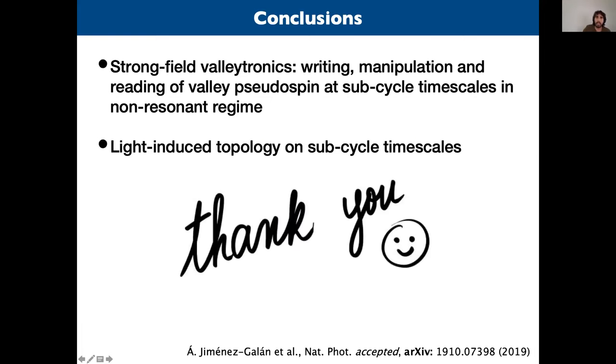To summarize, I have shown you a new non-resonant scheme for valleytronics, and we are able to write, manipulate, and read the valley pseudospin in a non-material-specific way and on a sub-laser-cycle timescale. This method also allows us to manipulate the topological properties of graphene-like systems, taking the concept of Floquet topological insulators into the few-femtosecond regime. Thank you very much for your attention.